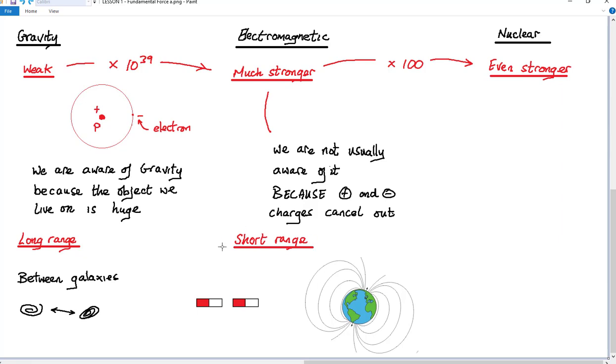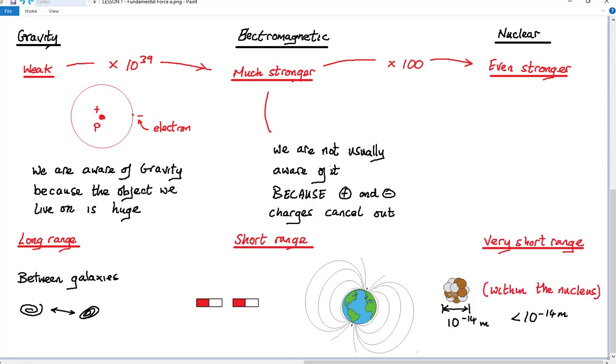But that would still be classed as a short range force compared with gravity, whereas the nuclear force would be classed as a very, very short range force. For example, this is a force which acts within the diameter of the nucleus of an atom. So you're talking about a range of less than 10^-14 meters.